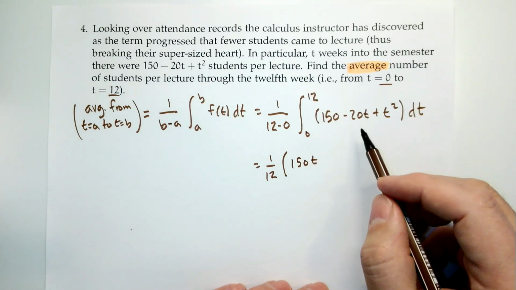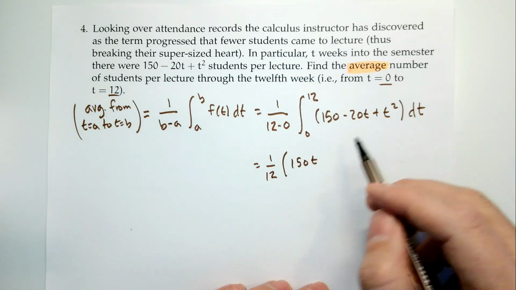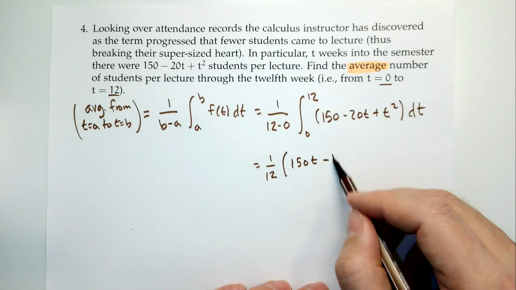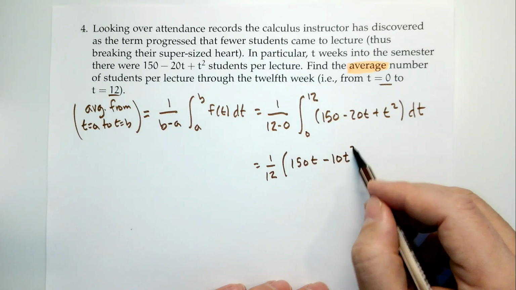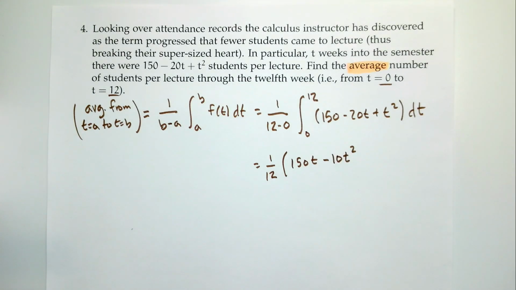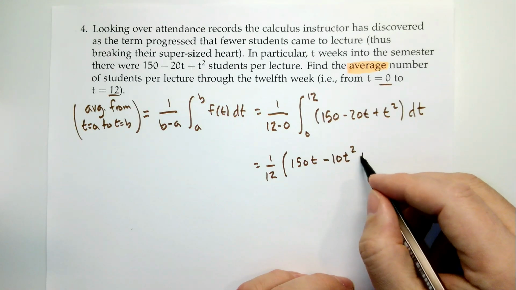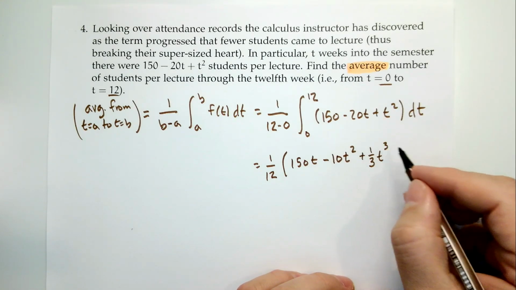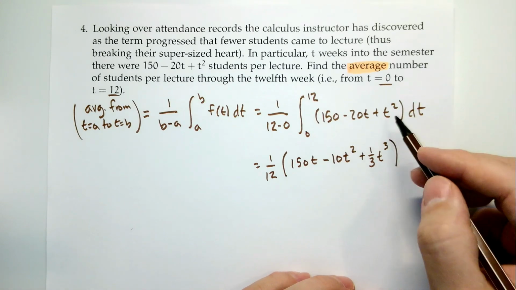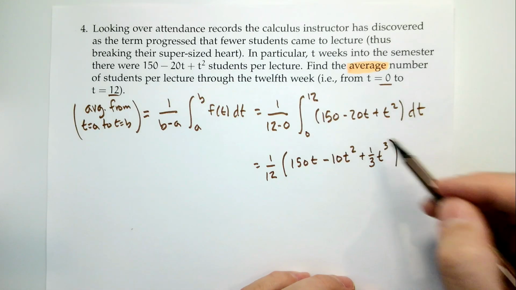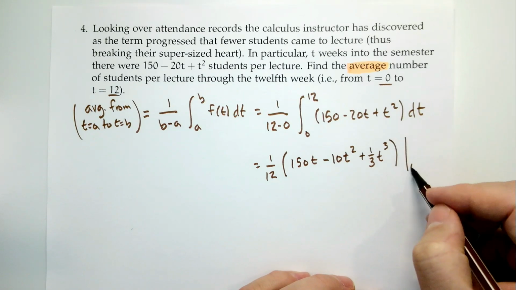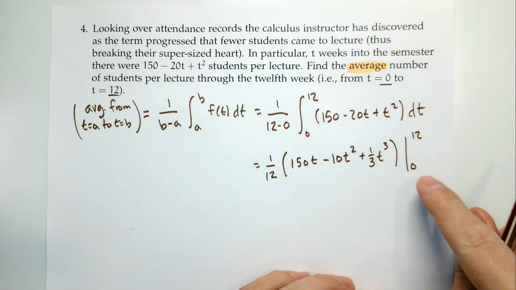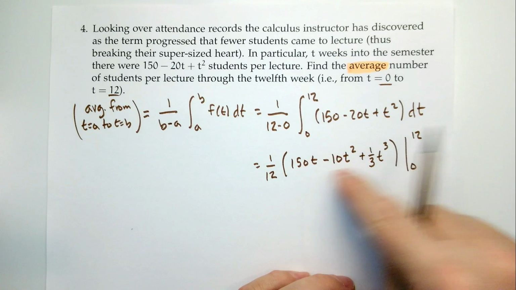Integral of 20 is 20t, and the integral of t would be t squared over 2. So you'll end up with 10t squared, because we divide the 20 by 2, and then plus 1/3 t cubed, because we add 1 to the exponent and divide by the new exponent. Evaluate from 0 to 12. Now we like evaluating things at 0 because we're going to get 0.